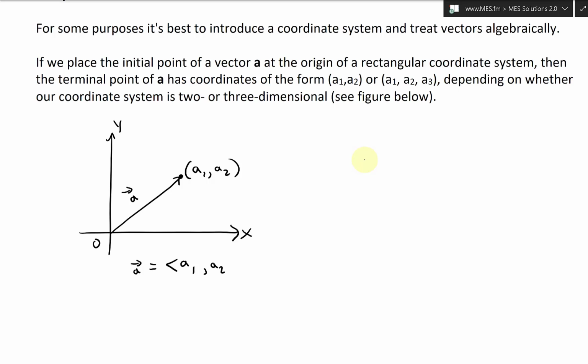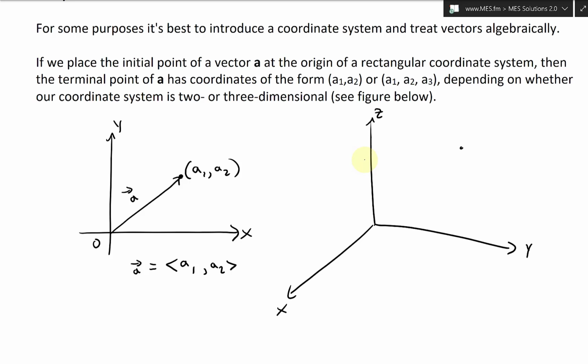A1, A2 to indicate it is a vector. So like that. Or you can have it in, let's draw in the Z direction there. So that's Z. This is Y. In 3D, so this is going to be our X, like that.